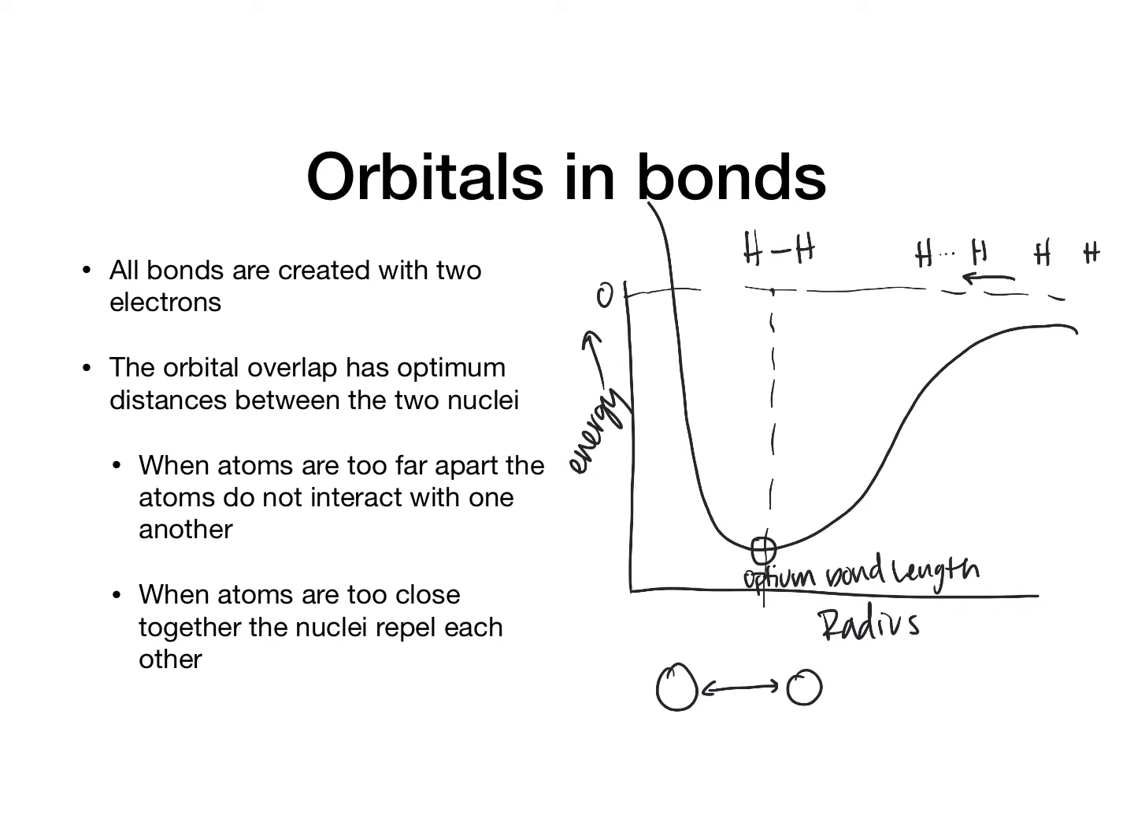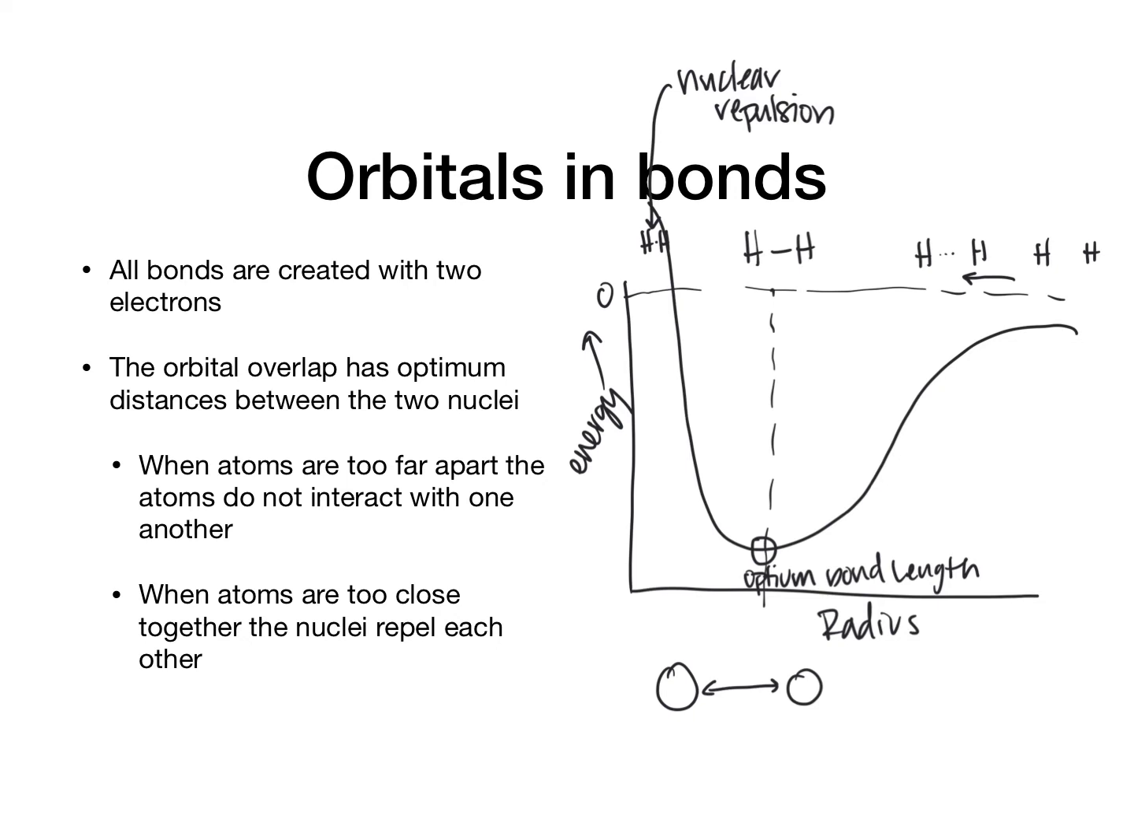And if you go even closer together here, what you start to see in this structure is nuclear repulsion. What I mean is the two atoms can't sit on top of each other in any structure, because two things cannot occupy the same space. So in this case, we can look at how these orbitals are created and overlapped.